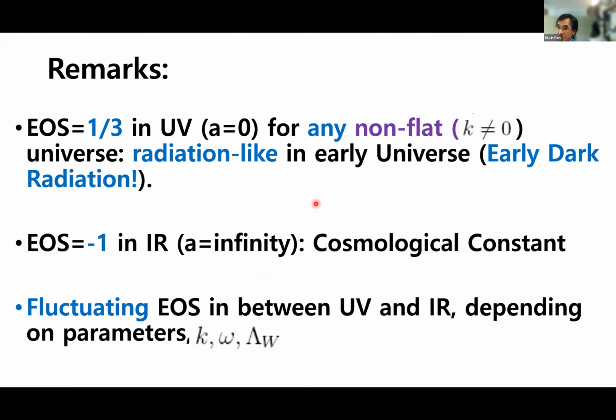Now some remarks on the equation of state. If you consider the extreme UV, when a equals zero, you have 1/3 for any non-flat universe. That means there is radiation in the early universe, which is usually called early dark radiation. However, in the IR, when a equals infinity, you have -1, which is nothing but the cosmological constant, just because we introduced the cosmological constant by hand. In between the two extremes, the equation of state generally fluctuates depending on K, omega, and lambda. So we need to determine these parameters by comparing with our universe.